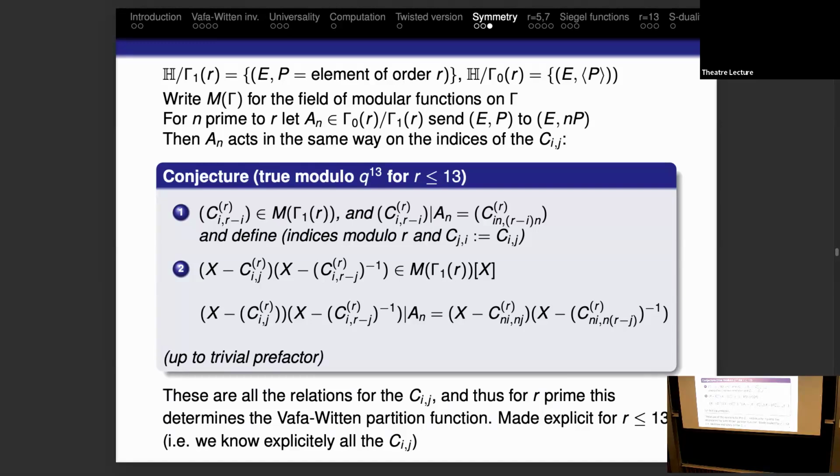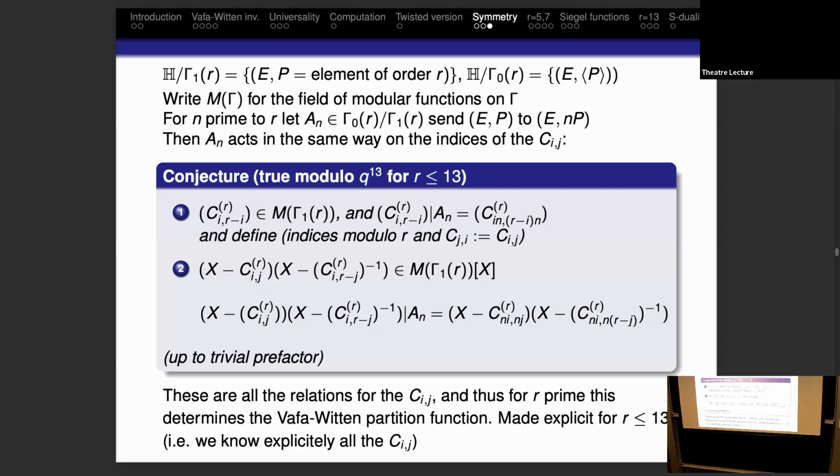So for R smaller or equal to 13, we explicitly computed and checked up to q to the 13 that it is correct what precisely these C_ij's are. So we give them explicitly as modular forms. Okay, and so let me give some examples.